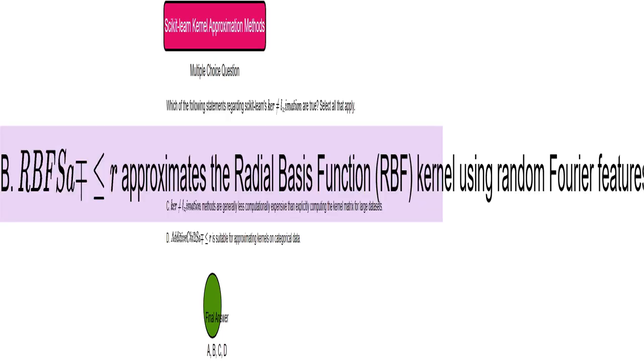Statement A is correct. Nystrom is a smart method. It uses only a part of the data to estimate the entire kernel matrix, making computations faster. Statement B is also true. RBF sampler specializes in approximating the popular radial basis function, RBF, kernel using a technique called random Fourier features, which are super efficient.